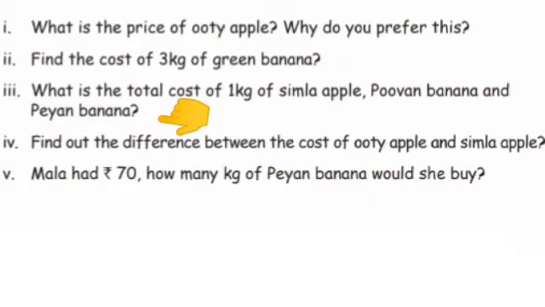What is the total cost of 1 kg of Simla apple, Poovan banana and peon banana? Fourth one, find out the difference between the cost of Ooty apple and Simla apple. Mala had rupees 70. How many kilogram of peon banana would she buy?